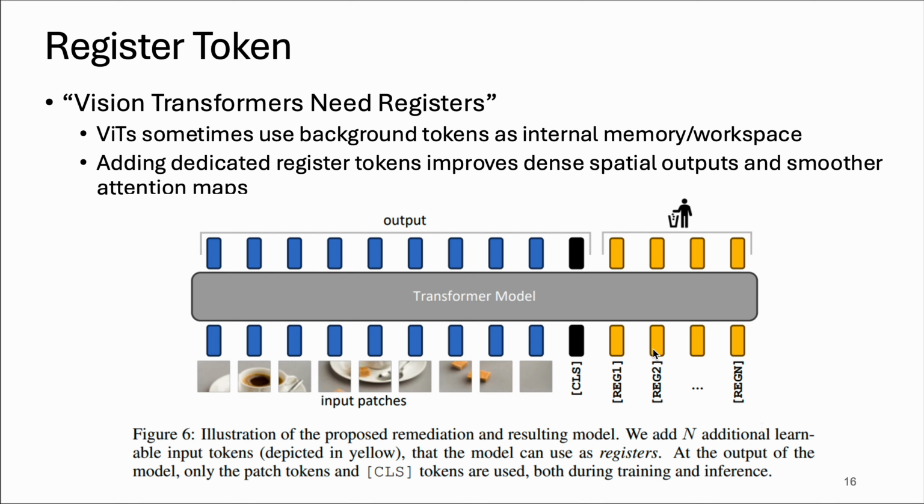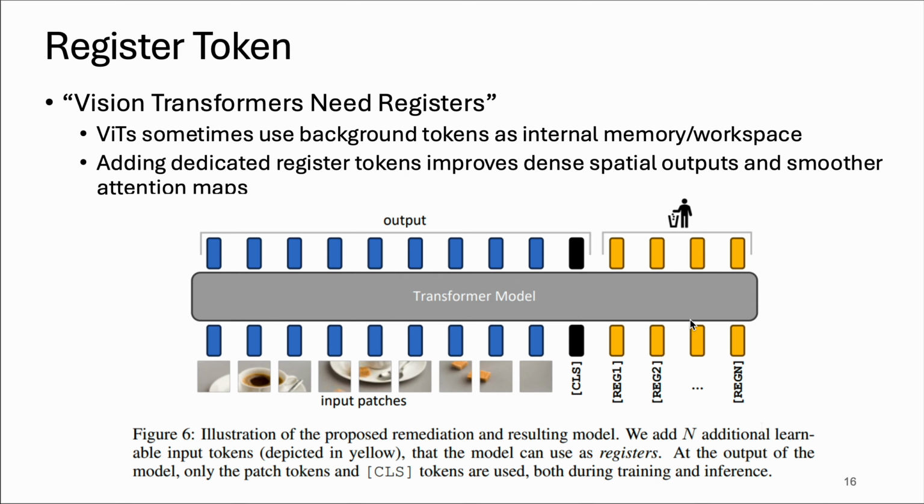So this looks a bit strange. Why? We add some register tokens, and on the other side we just disregard them. The paper claimed that the vision transformer sometimes uses background tokens as an internal memory workspace. Adding these dedicated register tokens improves dense spatial output and gives smoother attention maps.